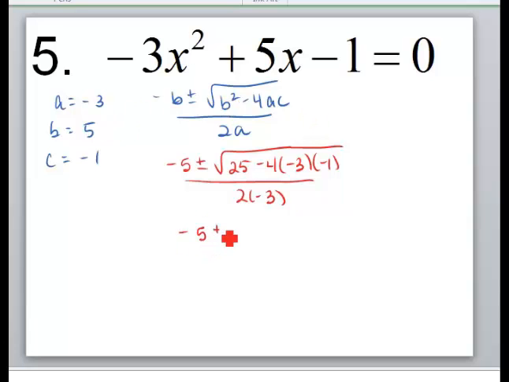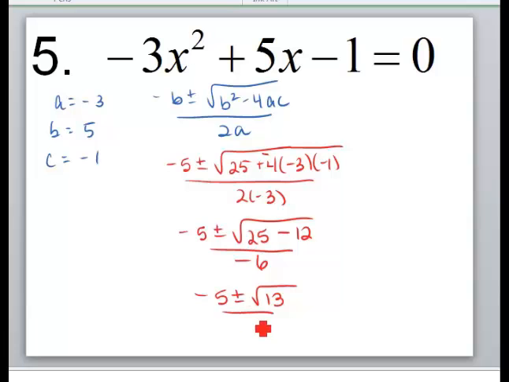And all I'm doing again is plugging in each of those numbers. So I get negative 5 plus or minus, this is 25. This is negative 12, or positive 12 times negative 1 is a negative 12, so minus 12 all over negative 6. This gives me negative 5 plus or minus the square root of 13 all over negative 6.